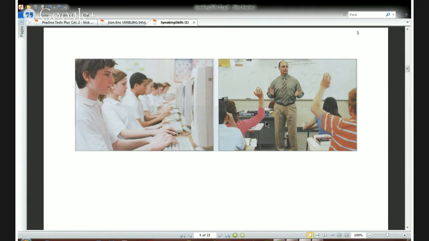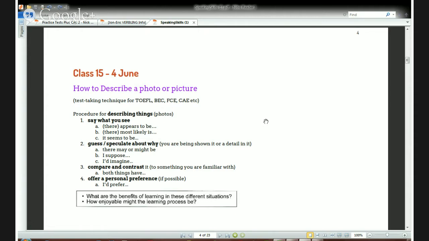Well, you don't need to go to step 2 yet. We're just working on step 1. I want everyone to give one detail. Okay, one thing, Alessia. Look at these key expressions under say what you see, right? Do you see the key expressions under number 1? I want you to say again what you see in picture number 1 using those key expressions. So repeat what you said, but I want you to explicitly use those expressions. There appears to be, there most likely is, or it seems to be.